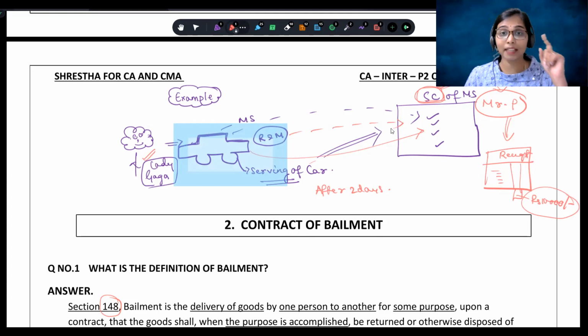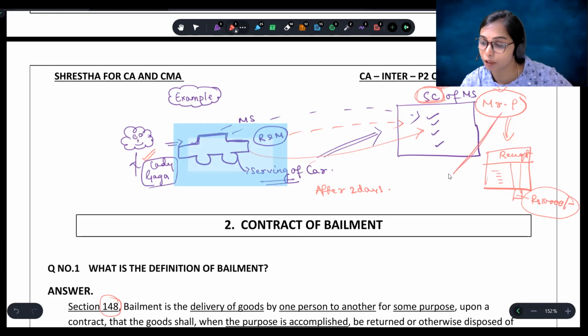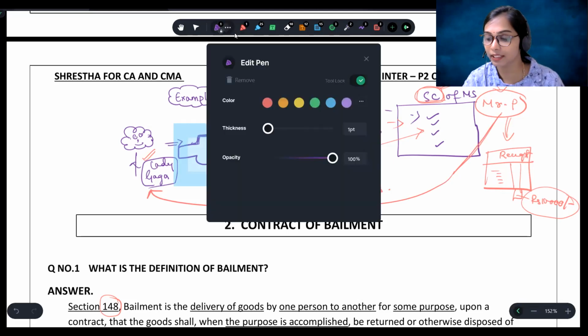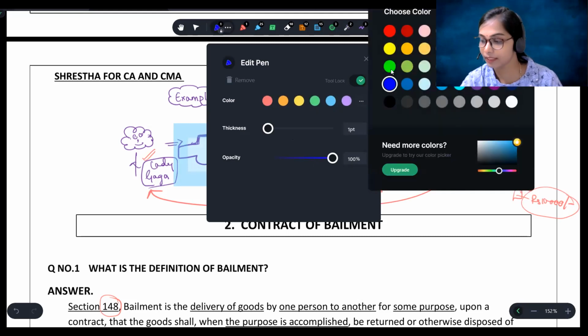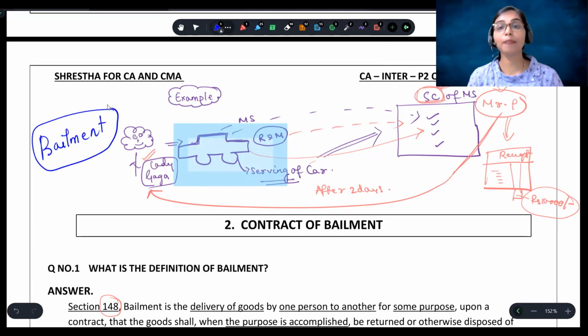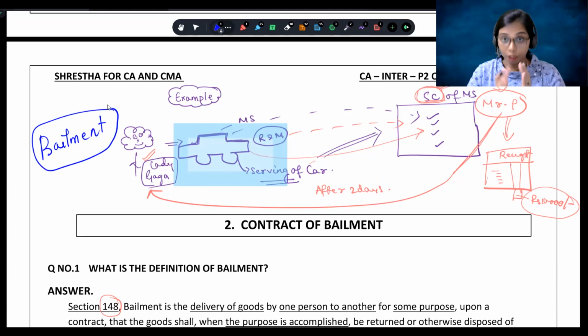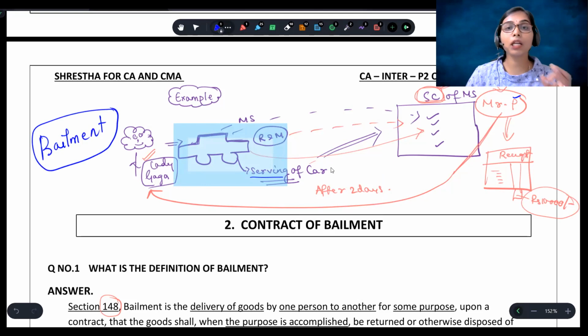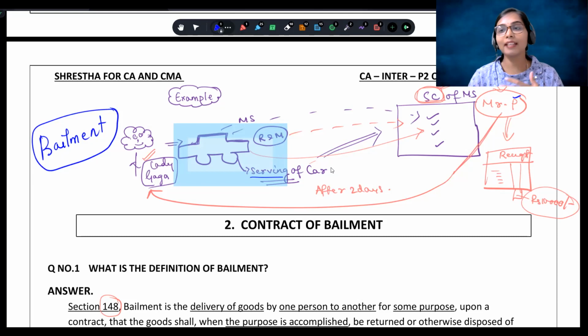As and when the repair and maintenance and the servicing of the car is done and properly maintained, the car is being returned by Mr. P to Lady Gaga, right? So here comes the very nicely explained concept, that is bailment. What does bailment speak about? Bailment speaks about delivery of goods by one person, Lady Gaga, to another person, Mr. P of the service center, for some purpose. What is the purpose? Servicing of the car, upon a contract.